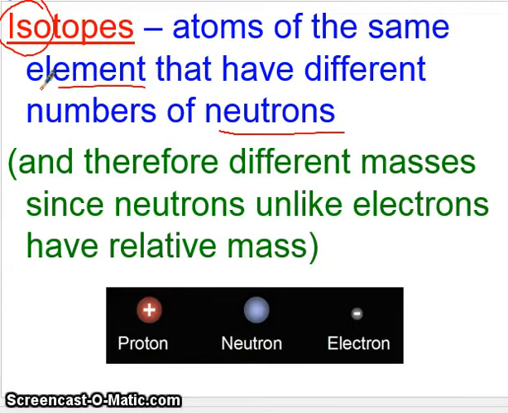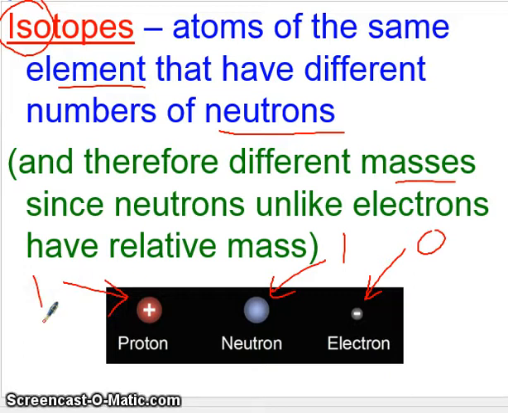Now, since neutrons, we talked about, have mass, these isotopes will have a different mass. Ions don't really have different masses, but isotopes do. Remember, that's because the electron is really tiny and insignificant, a mass of 0 compared to the neutron, which we said is a mass of 1, and the proton, which is also a mass of 1.